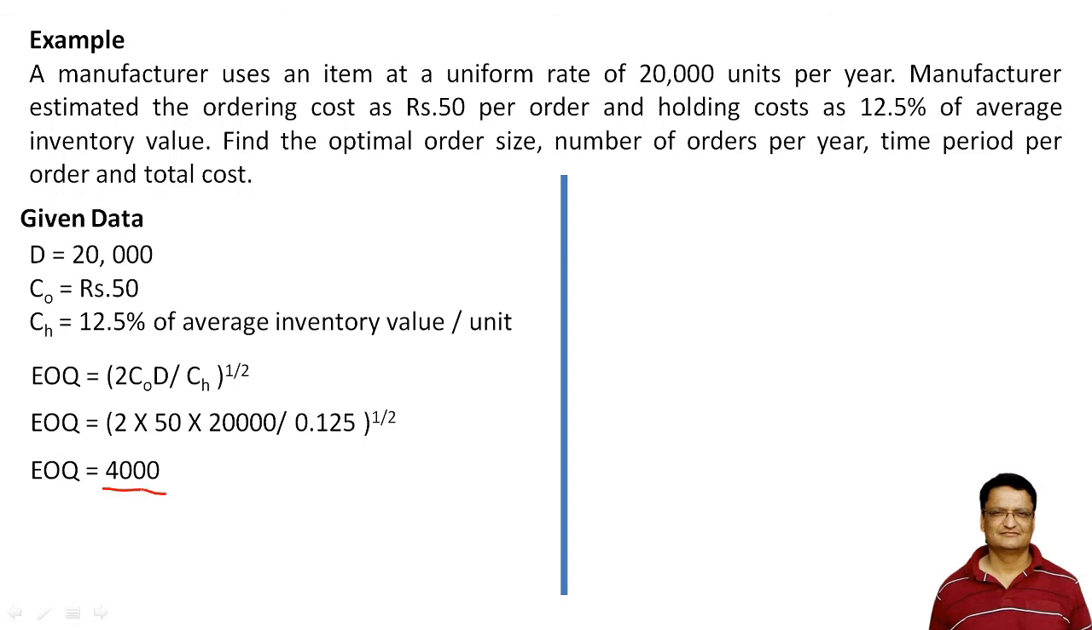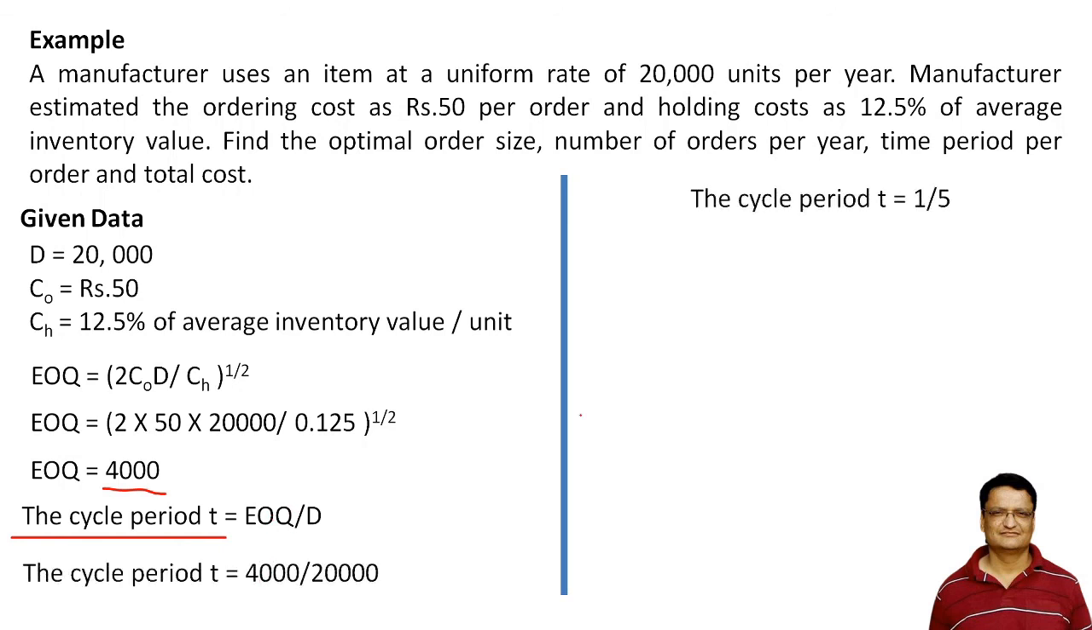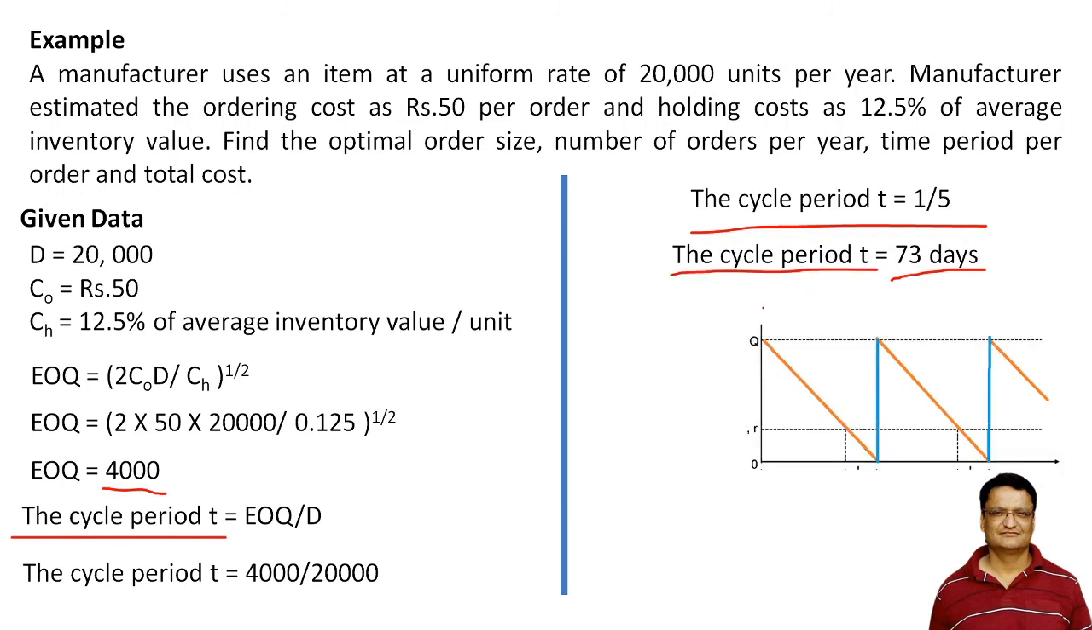So if I make a purchase of 4,000 units, the total cycle time will be given by EOQ divided by D, which is nothing but 1/5 of a year, which is nothing but 73 days. So this is the cycle period T. If we represent all this data on this model, then at every 73 days I'm going to make a purchase of 4,000 atoms, which is nothing but the EOQ. So this is the answer for these questions.